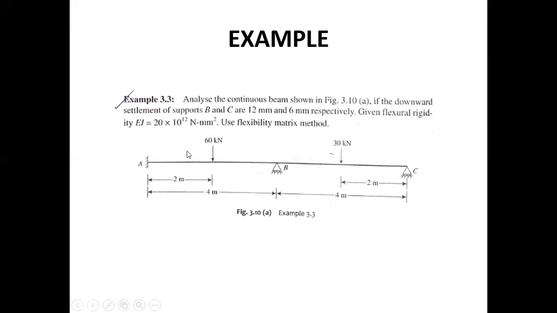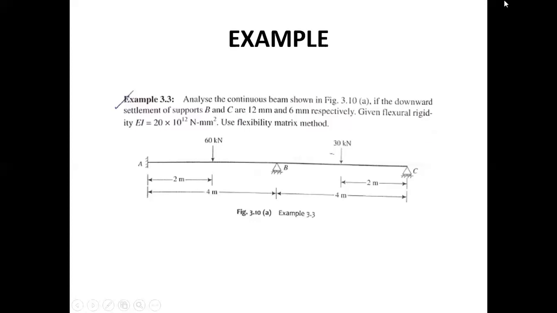The distance of the 60 kilonewton load from the end A is 2 meters. The span AB measures 4 meters. The span BC measures 4 meters, and the distance of the 30 kilonewton point load from the support C is 2 meters. In this case, we have to analyze this continuous beam.